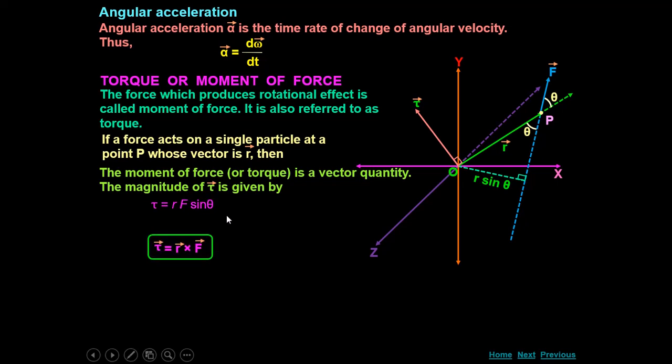You can write it in vector form. r F sin theta is just like a b sin theta, which in vector form can be written as a cross b, a vector cross b vector. In the same way, r F sin theta is written as r vector cross F vector. So this tau is also a vector quantity. Tau is nothing but torque. Torque is a vector quantity which equals r cross F. So this is how you should write the expression of torque in vector form.